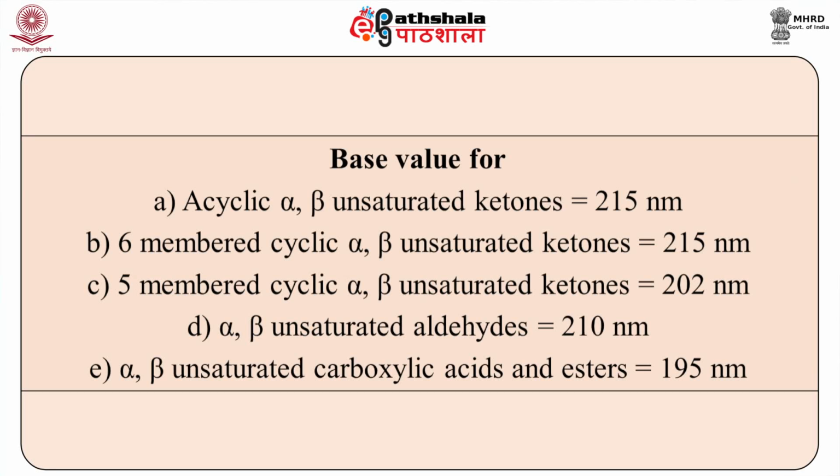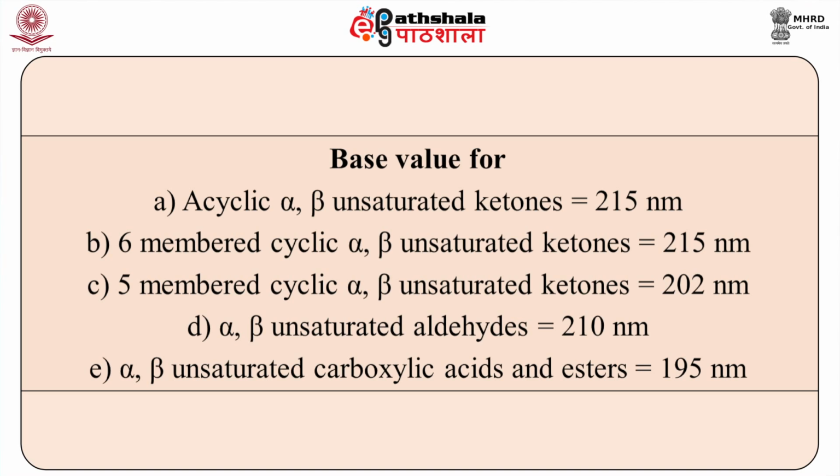Now, as was the base value for butadiene, there are base values for acyclic alpha beta unsaturated ketones, and that is 215 nanometers. For 6-membered cyclic alpha beta unsaturated ketones, the value is 215 nanometers. For 5-membered cyclic alpha beta unsaturated ketones, it happens to be 202 nanometers.